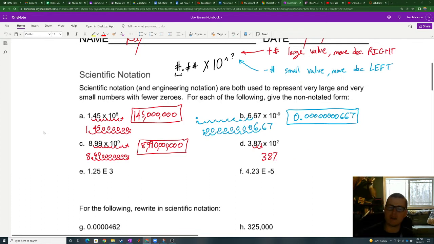Let's look at this mathematically. Let's make sure you guys understand why we're doing this. Because technically, if you do it right in your calculator, you can type in scientific notation stuff.